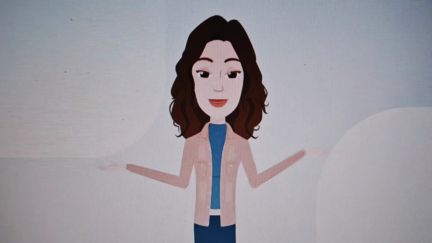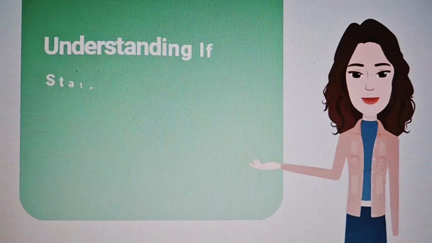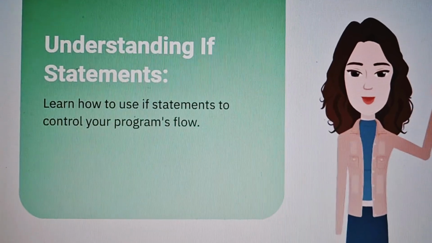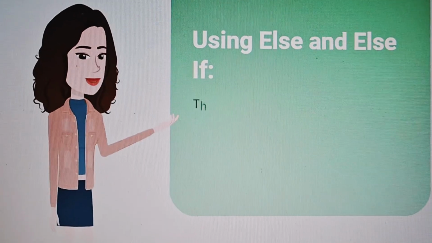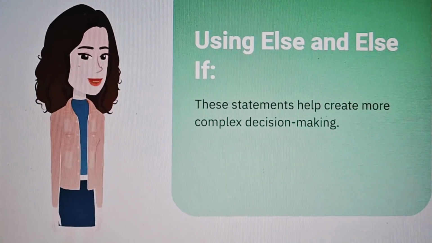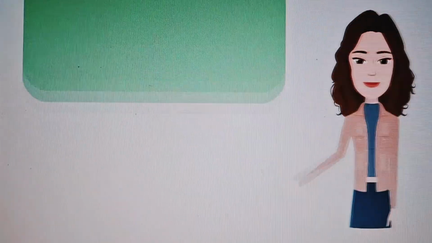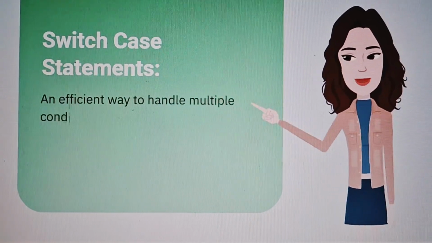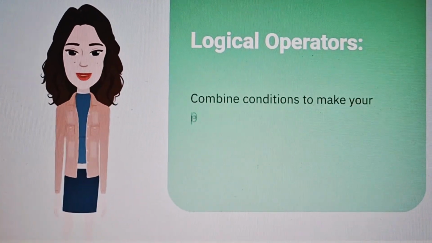You're about to enhance your skills in C programming and boost your coding ability. Understanding if statements. Learn how to use if statements to control your program's flow. Using else and else if. These statements help create more complex decision making. Switch case statements. An efficient way to handle multiple conditions. Logical operators. Combine conditions to make your program smarter.